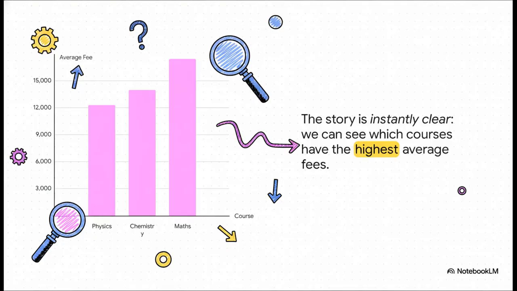And this is what you get from that one command. A perfect, clean, insightful chart. No extra work needed. The story just jumps right off the page, doesn't it? You can see exactly which courses have the highest fees, which have the lowest.